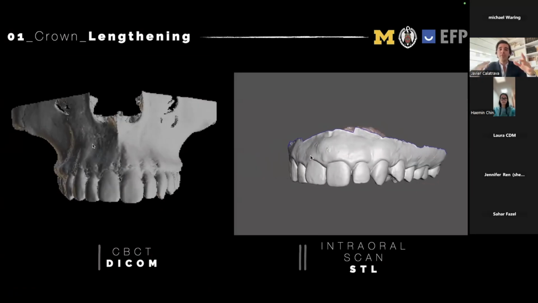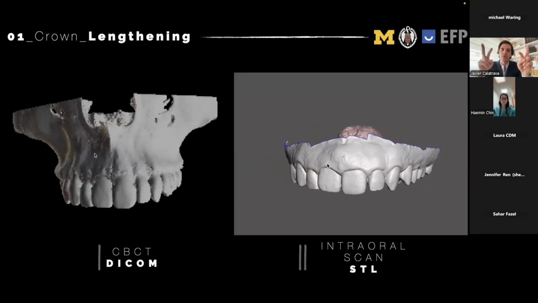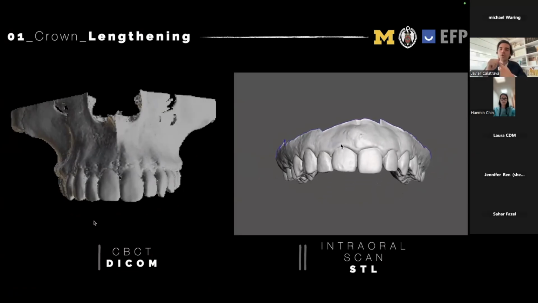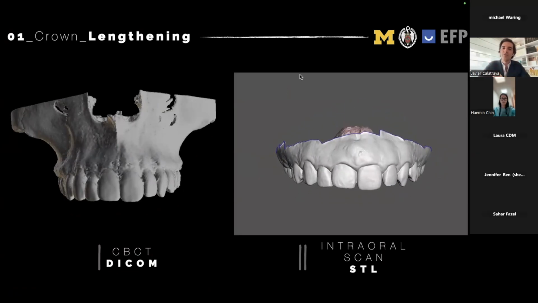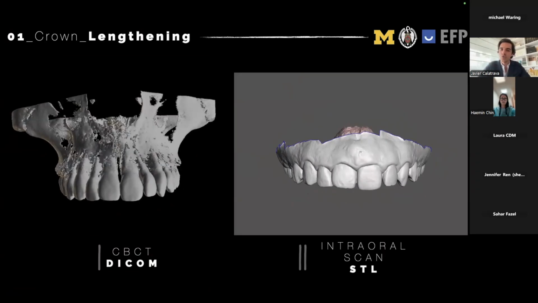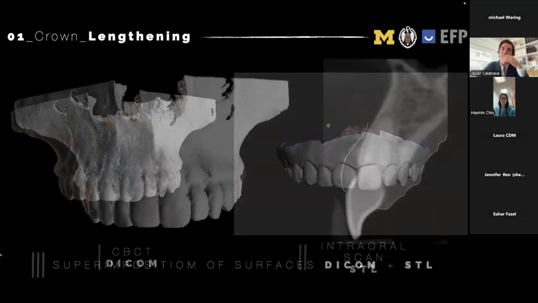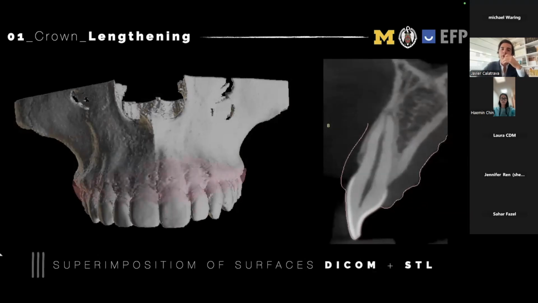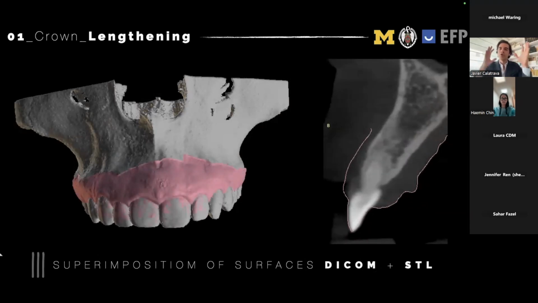And we're going to do everything in a very simple way by just obtaining 2 files. From a CBCT, we're going to obtain the DICOM file, which, as you can see, gives us information about the hard tissues. And from an intraoral scan, we're going to obtain an STL file, which gives us information about the relationship between the gingival margin and the exposed clinical crowns.